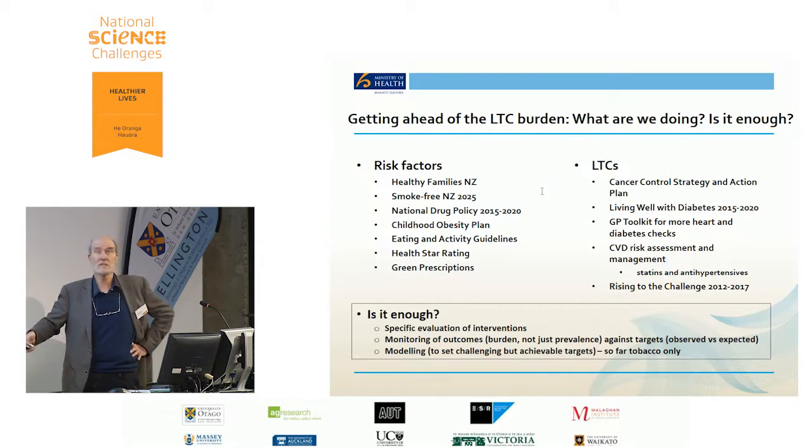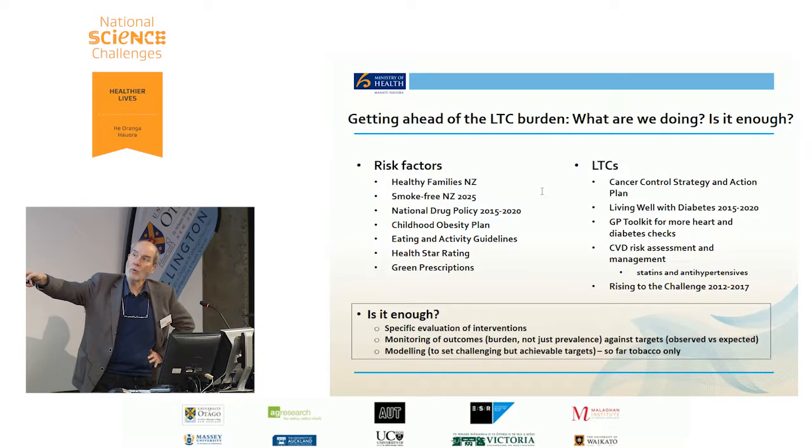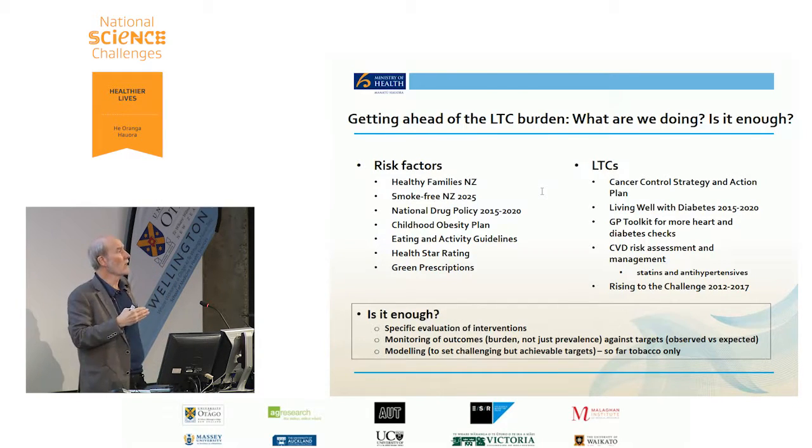Robert mentioned 169 indicators. I love it. But we do have things to think about, both risk factors and long-term conditions. Is it enough? Are we doing this properly? And I suspect that's a proper part of this conversation that we should be having.